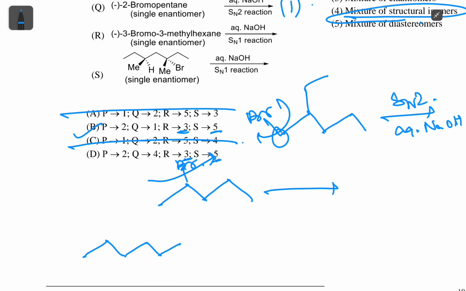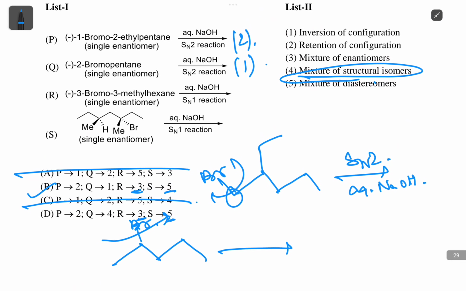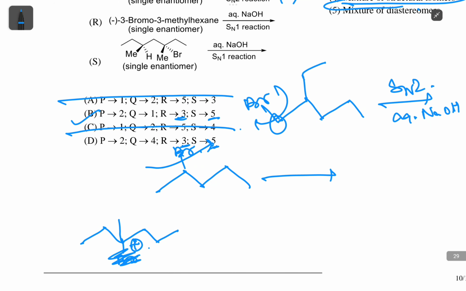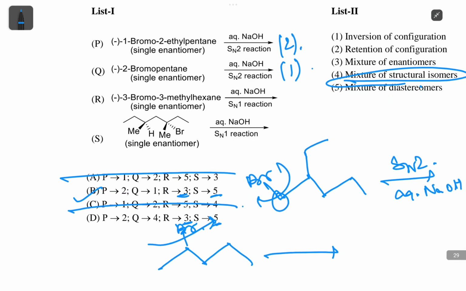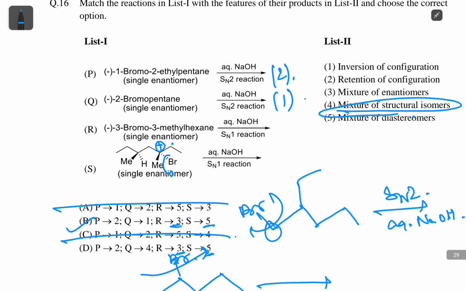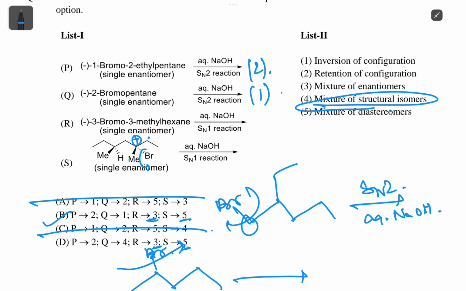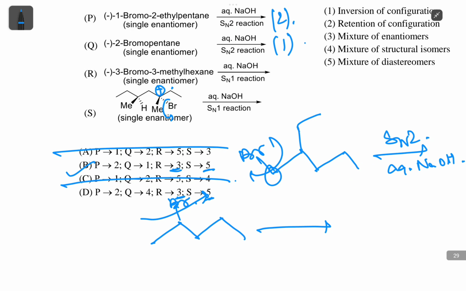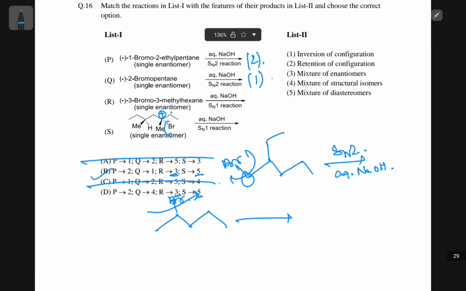So we have hexane, 3-bromo, and 3-methyl, and we have SN1, so you would have a carbocation right here. So what is the option? Yeah, so it should be a mixture of enantiomers. And about the last one, SN1, then again you would have a mixture of diastereomers. So nothing really special in this one.